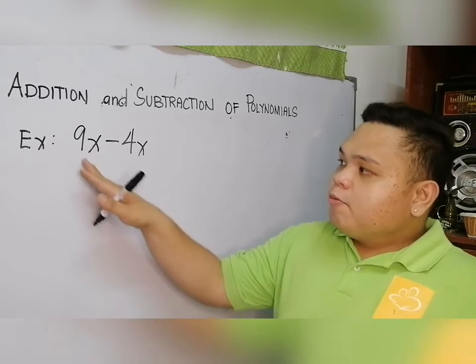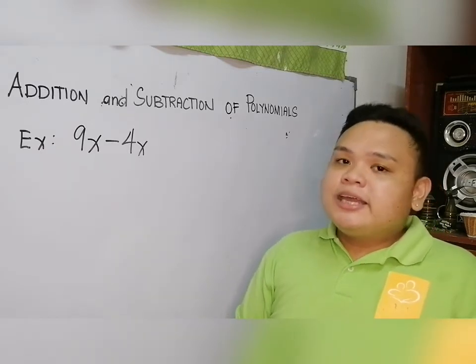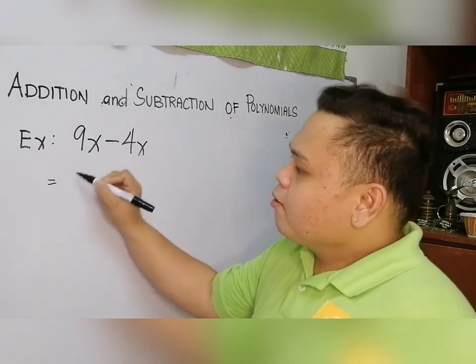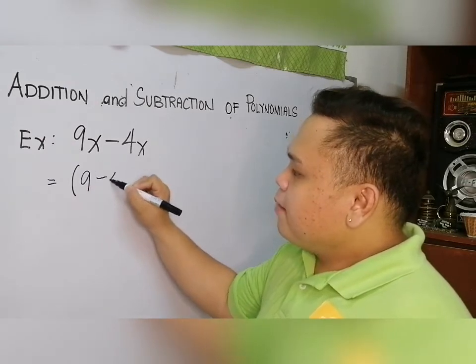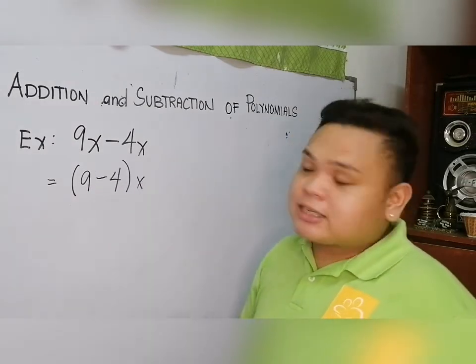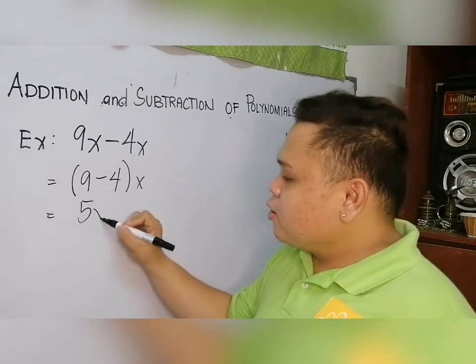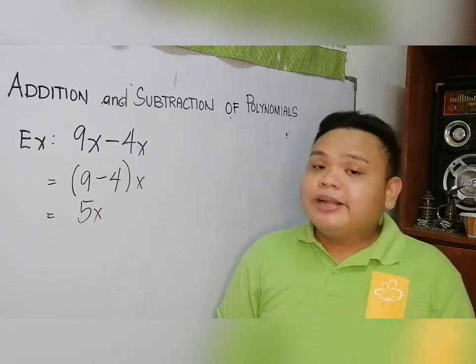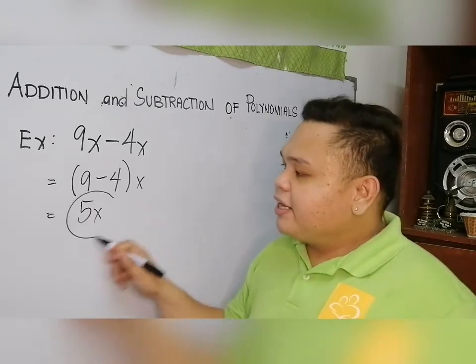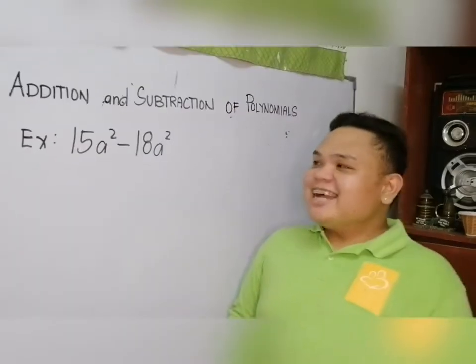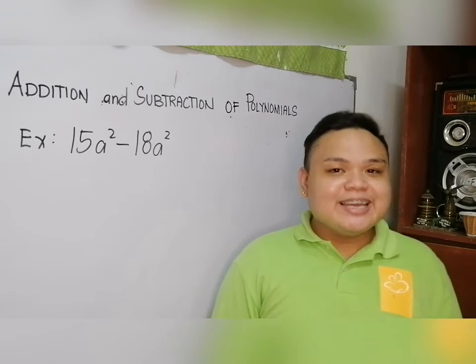In this case, we will just simply subtract their numerical coefficients. We have here 9 minus 4, and then we copy x. 9 minus 4 is 5. And then we're just going to copy their literal coefficient or the variable x. And our final answer is 5x. Next, let's have 15a squared minus 18a squared.